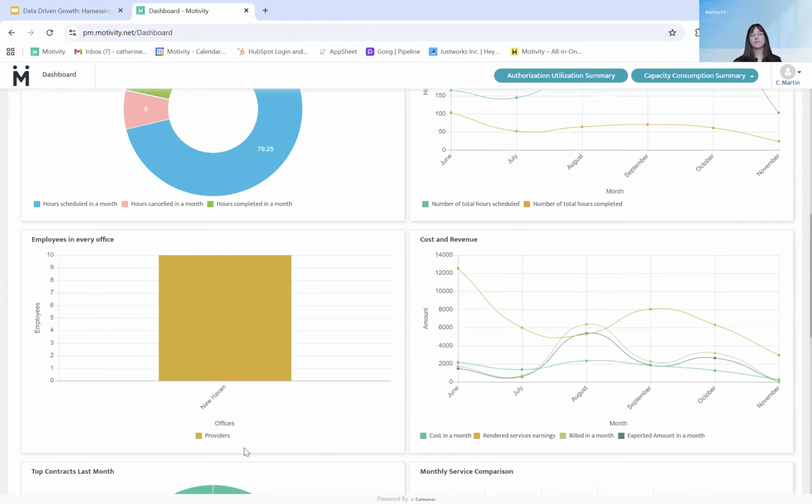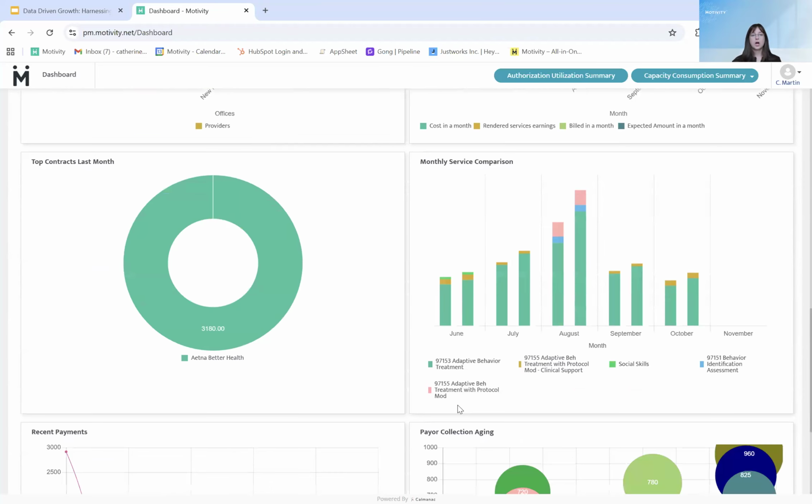Now, because we're looking at one office, we're going to see all the employees within that specific office, but we could compare across offices as needed. We can see a breakdown of cost and revenue across months, and we'll see a few different pieces of information. What's the cost in the month versus what was billed, what was expected. Our top contracts for last month, the one on the right, I also really appreciate in terms of its utilization. So a monthly service comparison.